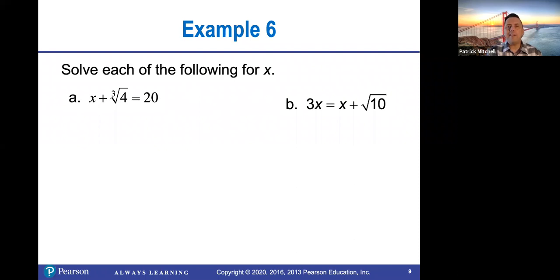All right, here are some examples, and we'll do these without the balance scale model. First example is x plus the cube root of 4 equals 20. We'll start by subtracting the cube root of 4 from both sides.